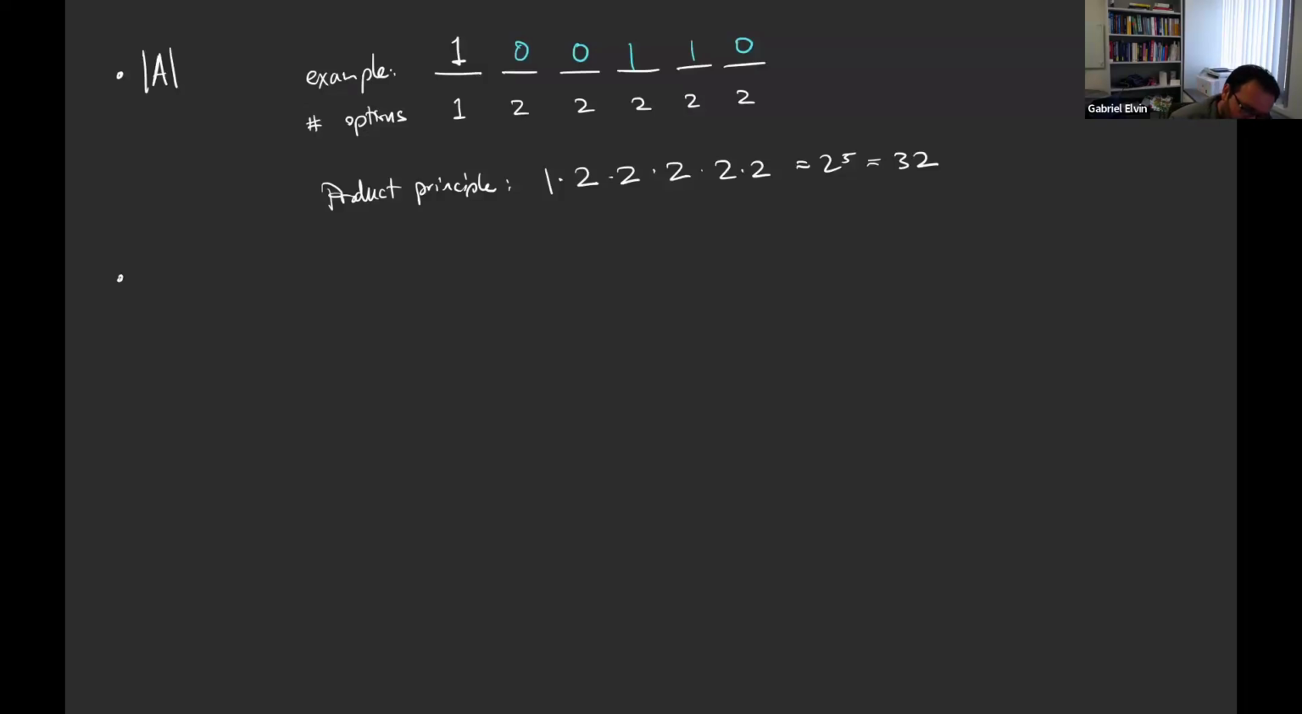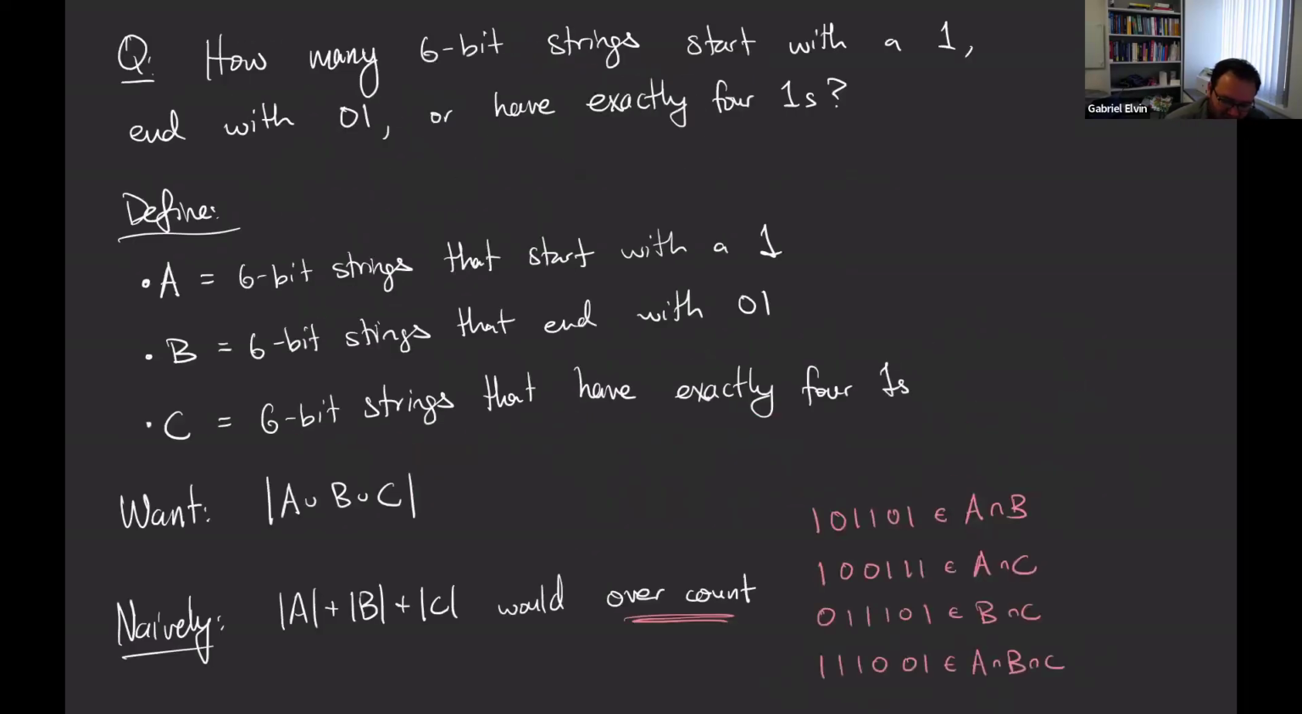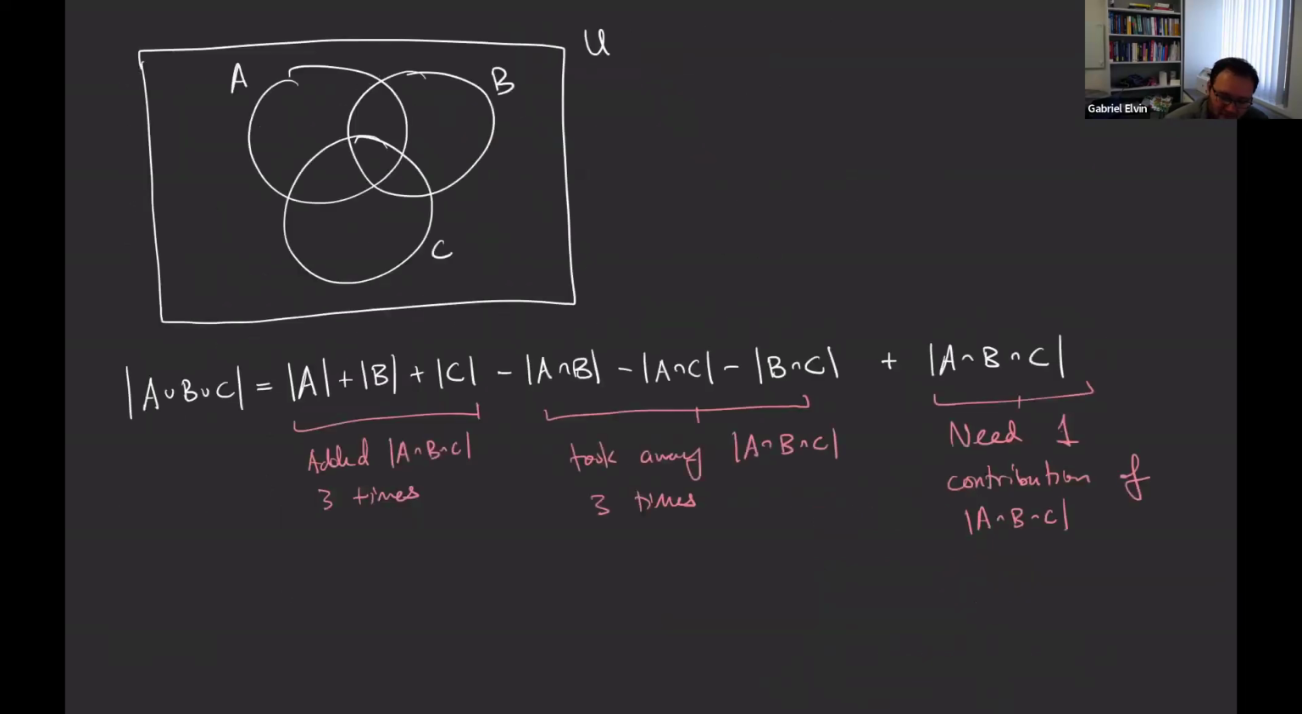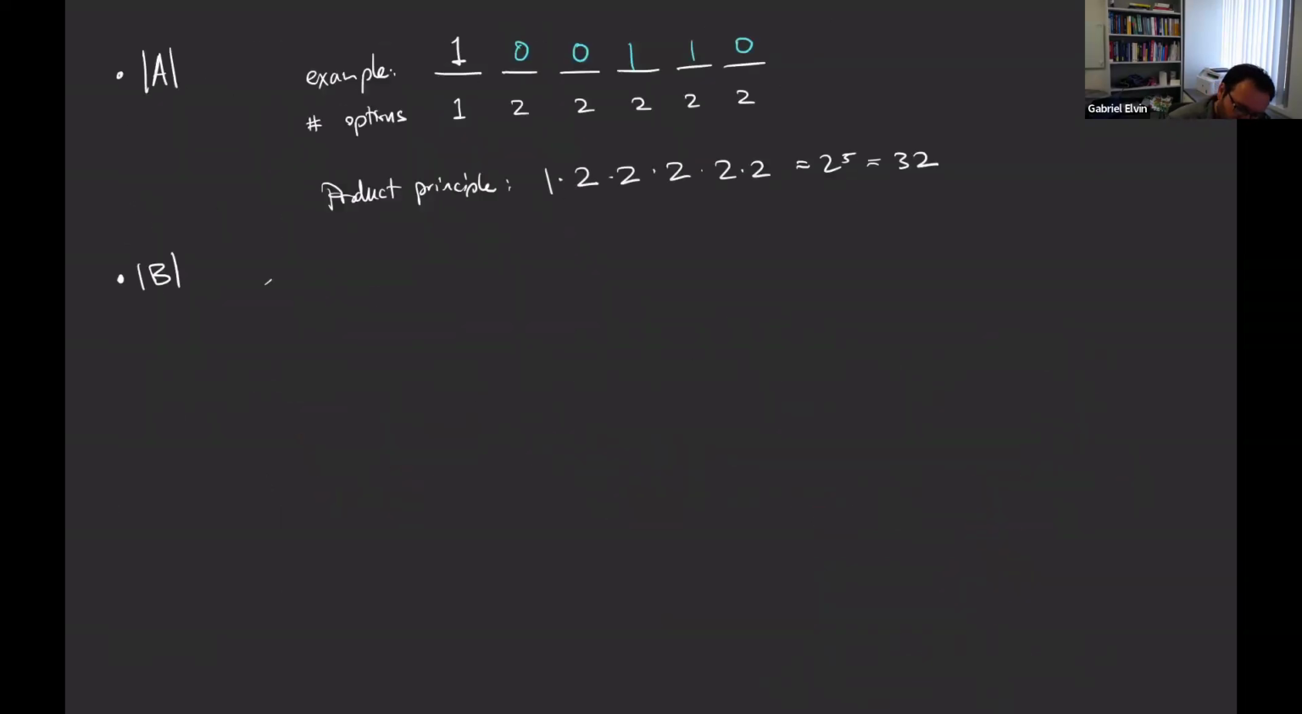The size of B. So let's remind ourselves what B is. It ends with a specific substring: the 6-bit strings that end with 0, 1. So similar argument, except now these I'm stuck with. So I have one option here, one option here.